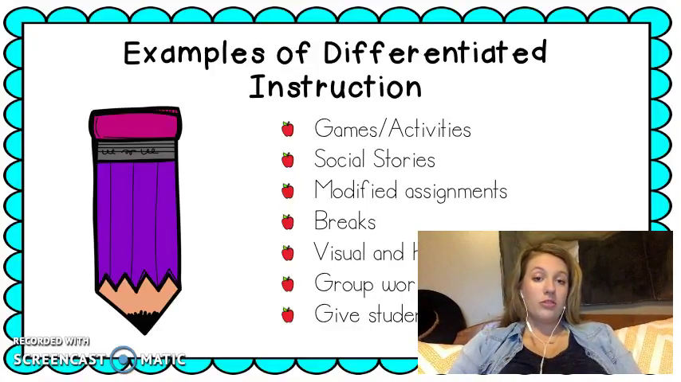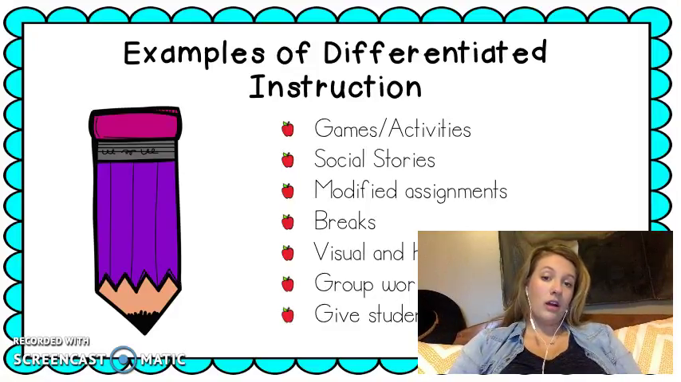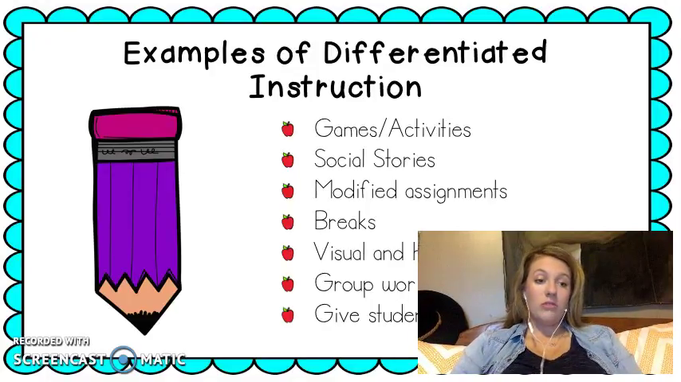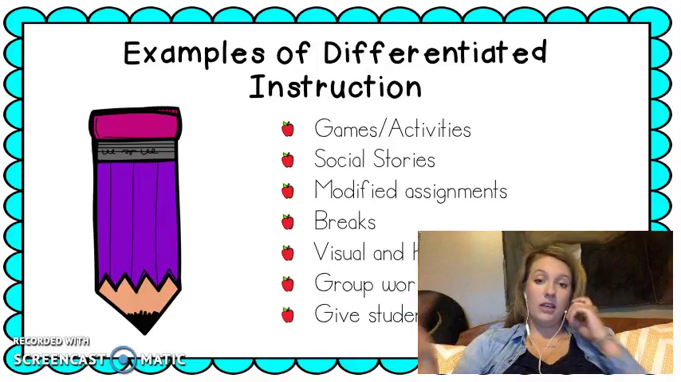Social stories. This is something we use a lot with some of our visual learners, especially our autistic children in the classes. This really helps them, especially when they're getting stressed or frustrated, to understand what is going on. And it can also be used throughout a lesson just to visually see what is happening.